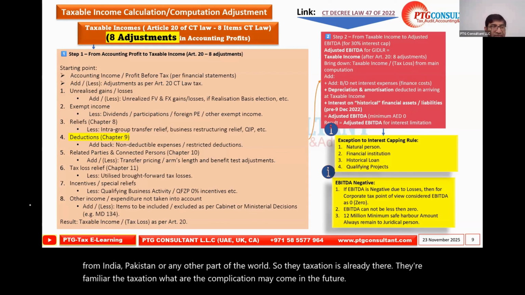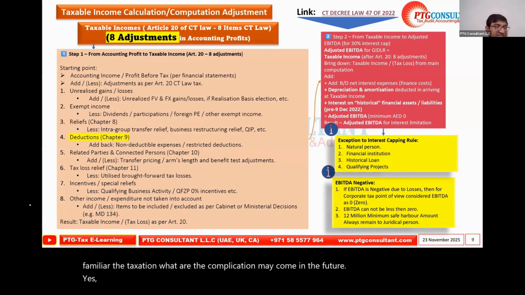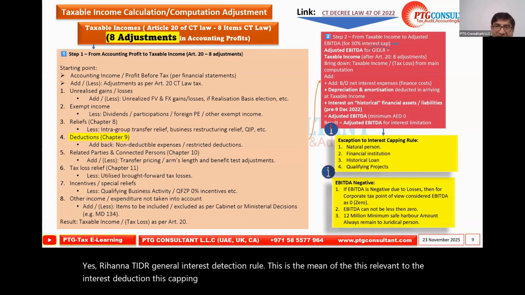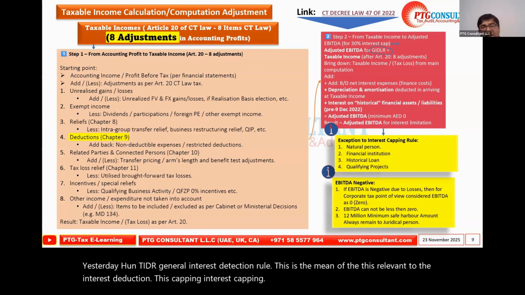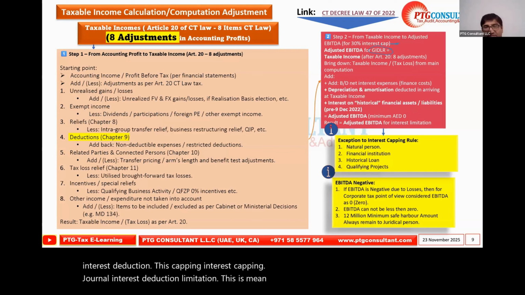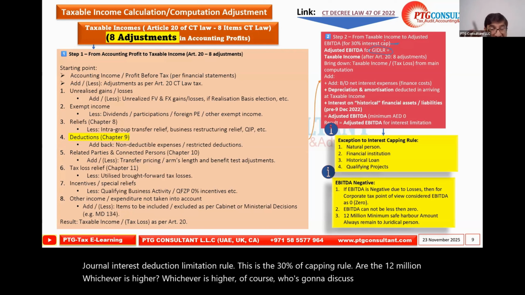Yes, Rehan, GIDR, General Interest Deduction Rule. This relates to interest deduction, the interest capping. General interest deduction limitation rule. This is the 30% capping rule or the 12 million, whichever is higher. Of course, we're going to discuss it later, but here the point is the adjusted EBITDA and the 8 adjustments.